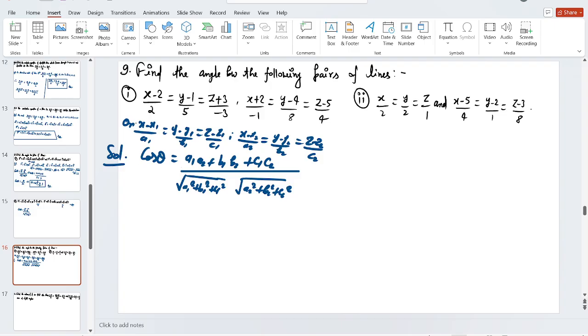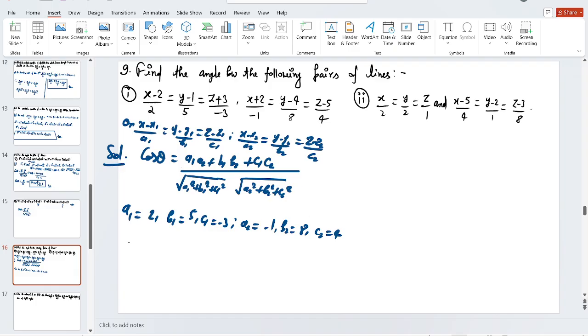So what is a1? a1 equals 2, b1 equals 5, and c1 equals minus 3. And a2 equals minus 1, b2 equals 8, and c2 equals 4. This is a1, b1, c1: 2, 5, minus 3, and a2 minus 1, b2 8, and c2 equal to 4.